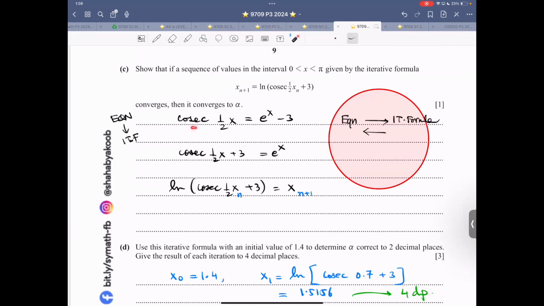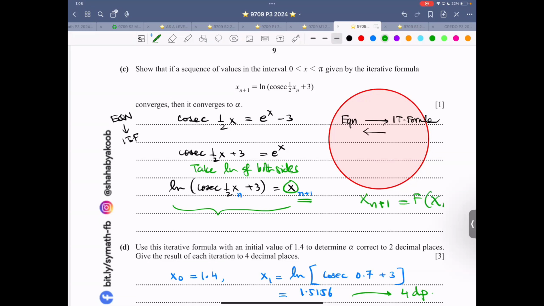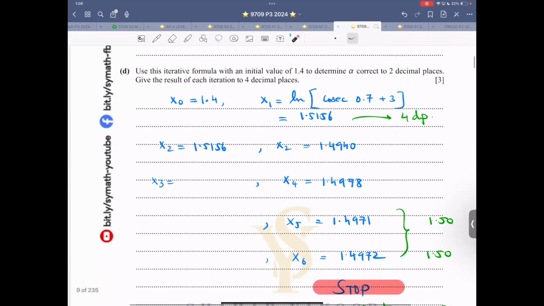This is the equation. Cosec half x is e^x minus 3. Take this 3 on the other side. Now let me write in words over here. Take natural log ln of both sides. And hence the iterative formula is created. X all alone on one side has the subscript n plus 1 because we write it in this form. x(n+1) is a function of xn. And whatever x are there on the other side, that has the subscript n in it. Now let's look at part D.